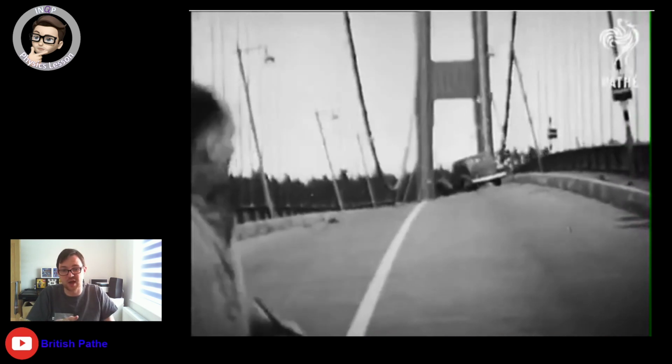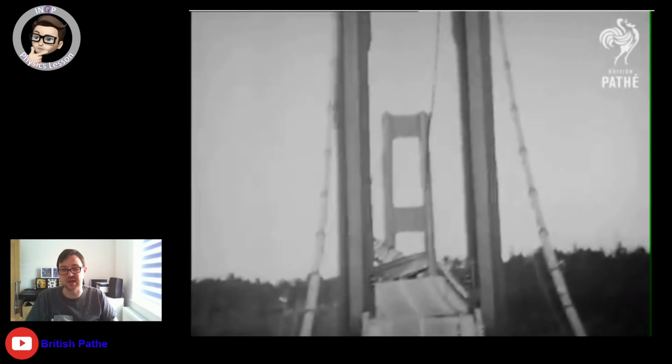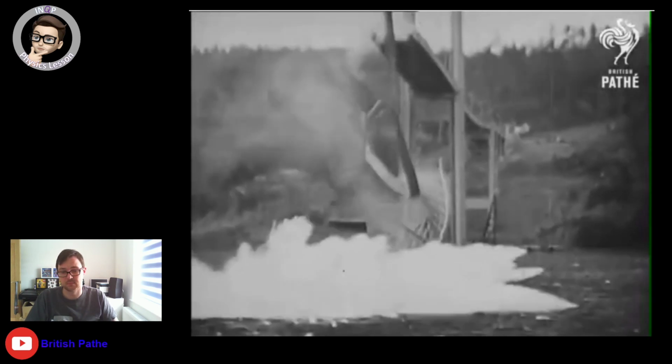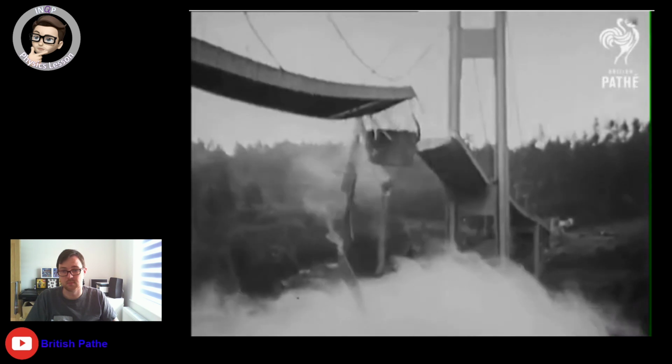Amplitudes are getting greater and greater, driven to resonance, and then you see the whole deck. Finally, the swinging road and the suspension cables give way and plunge into the water below. Fortunately, the only casualties were a car stalled on the bridge and a dog.